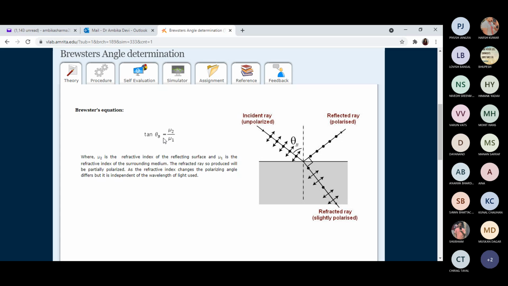Okay, so tan theta b is equal to mu2 upon mu1 is Brewster's law, or the Brewster equation. Mu2 is the refractive index of the reflecting surface and mu1 is the refractive index of the surrounding medium.